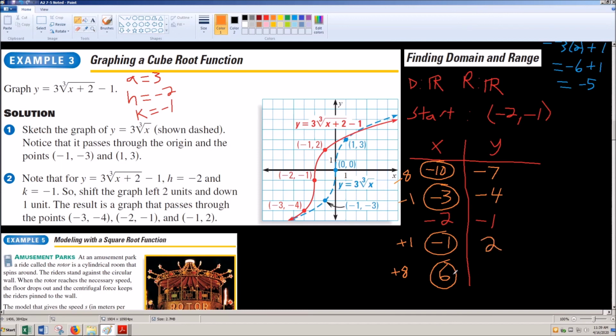Last one here is I plug in 6. 6 plus 2 is 8. The cube root of 8 is 2. 2 times 3 is 6. 6 minus 1 is 5.